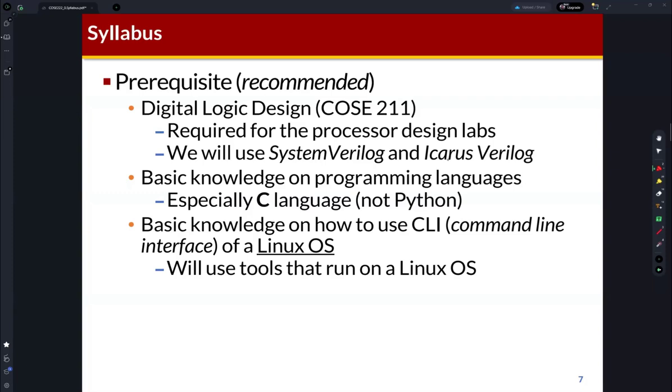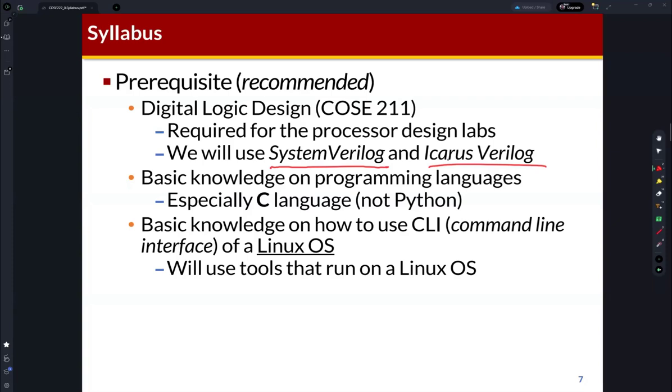But in this course, I will not teach SystemVerilog. We don't have enough time. So I will just provide some materials for learning SystemVerilog, but I will not teach it. So the prerequisite is digital logic design. It's required for the processor design labs, because we will use SystemVerilog and a simulation tool such as Icarus Verilog.